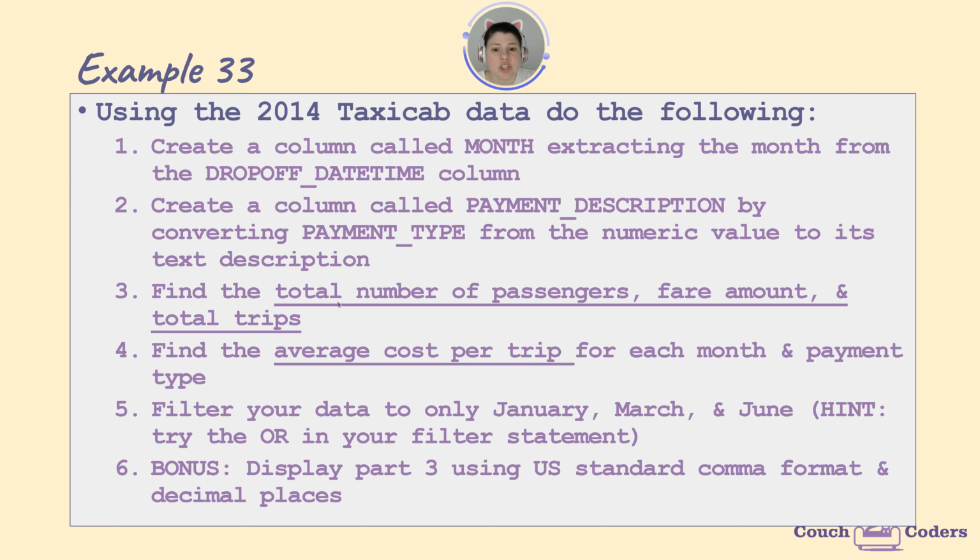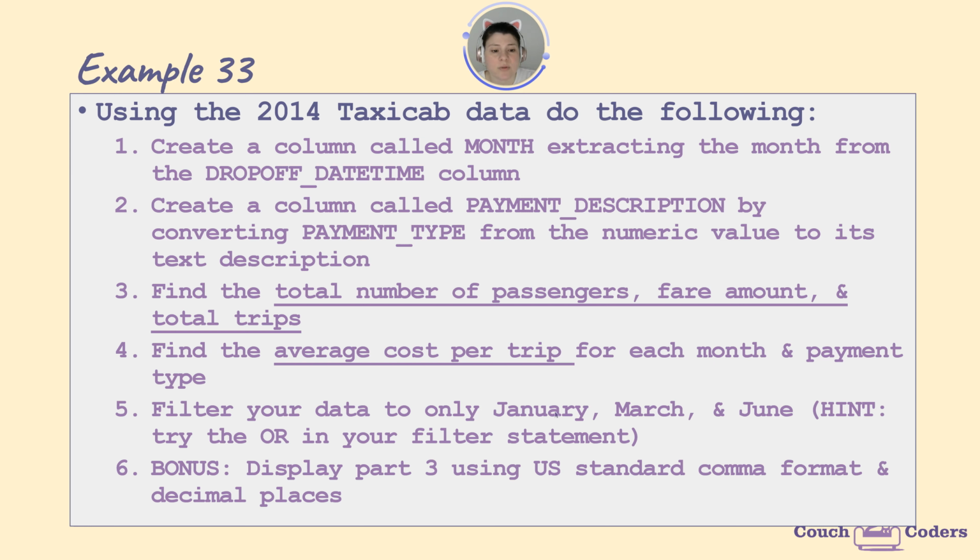Part 3, find the total number of passengers, the total fare amount, and the total trips. And when we're hearing total, what are we thinking of? We're thinking aggregate. Okay, so you're going to need to do some aggregate thing for part 3. For part 4, find the average cost per trip for each month and payment type.